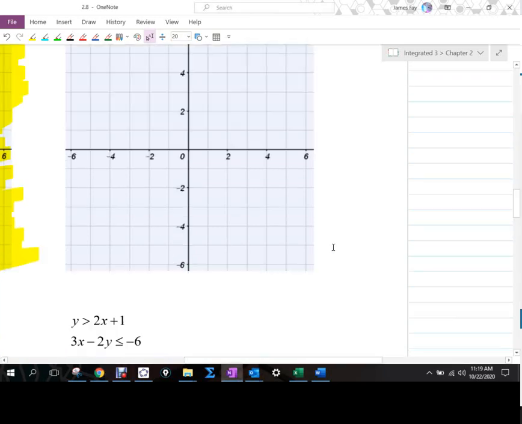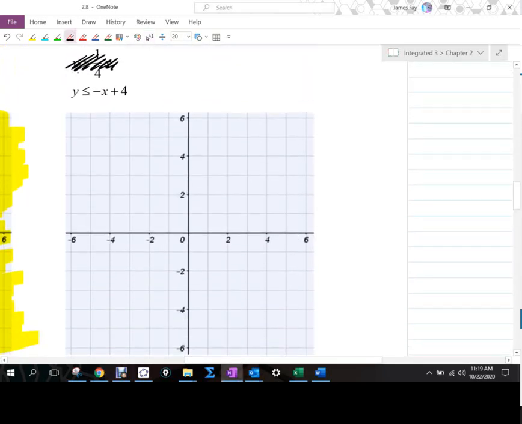What's your y-intercept on this one? 4? And from there, you are going to go where? Down 1. Right 1. Because negative 1 over 1. So that's rise over run, right? Think about this. If you go down 1 and then left 1, that would be a negative 1 for down and a negative 1 for left. What's a negative divided by a negative? Positive.